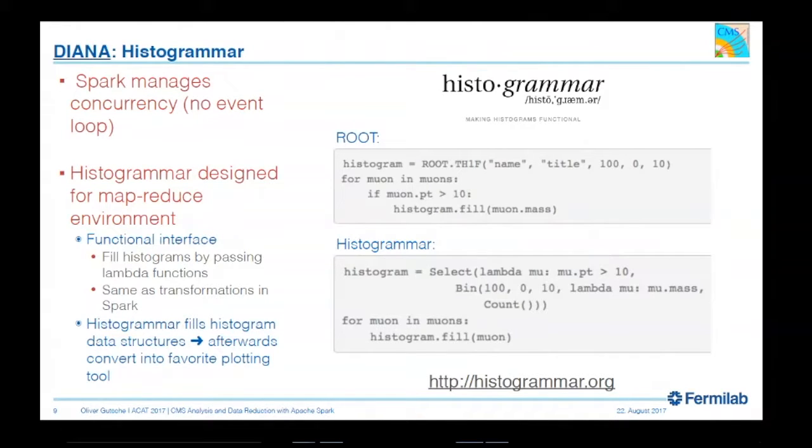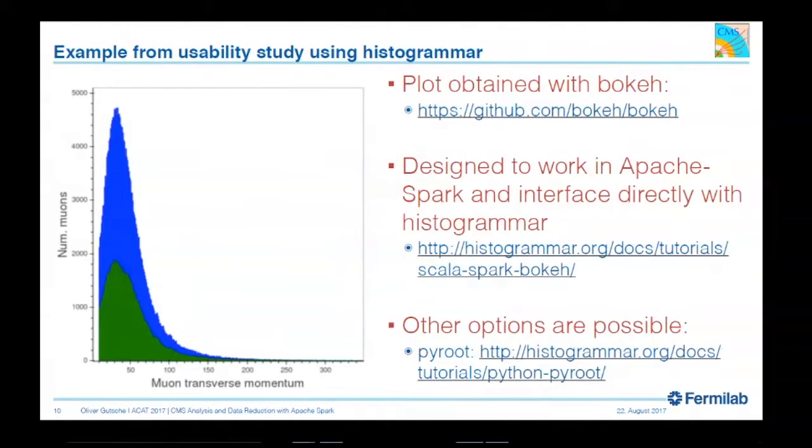Histogrammar fills a histogram data structure. It doesn't do the actual histogram, but it fills the histogram data structure in a map-reduce way, and afterwards you convert it into your favorite plotting tool and plot it. So I asked my postdoc to do that. He struggled the last night to actually make a plot, and this is the plot. We did the plot on Spark with histogrammar, got the data out. Then he used something called Bokeh. I don't know what this is. This is apparently a very favorite plotting tool.